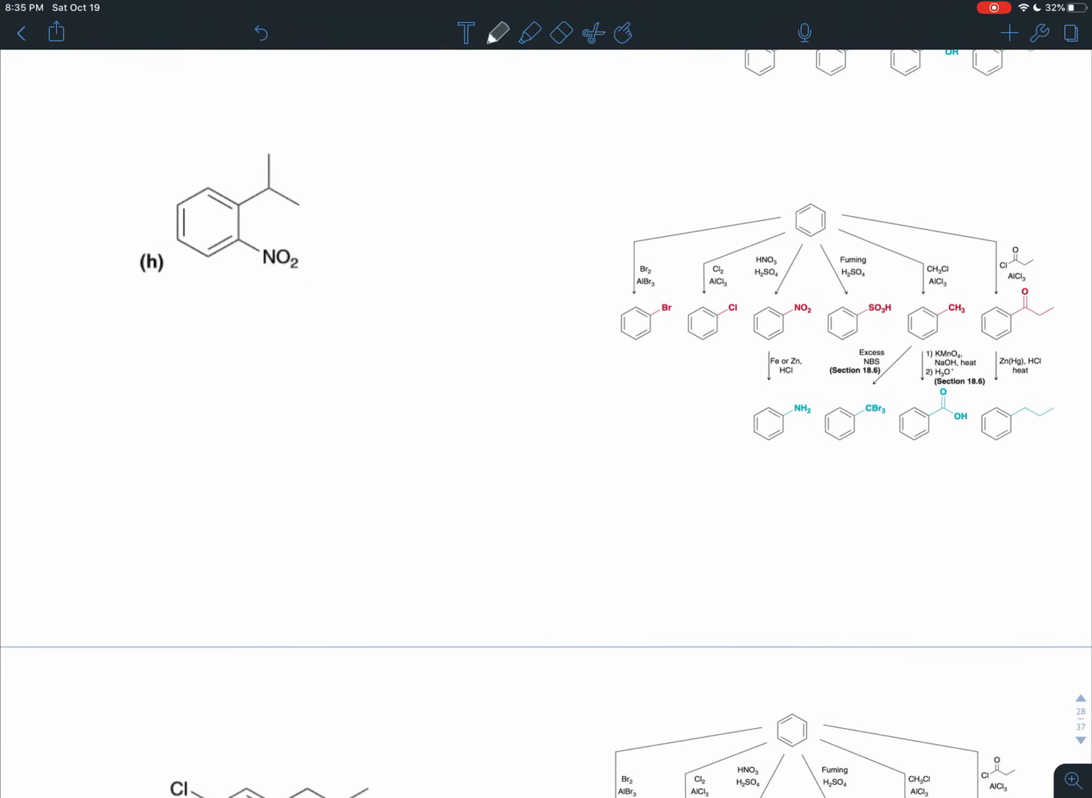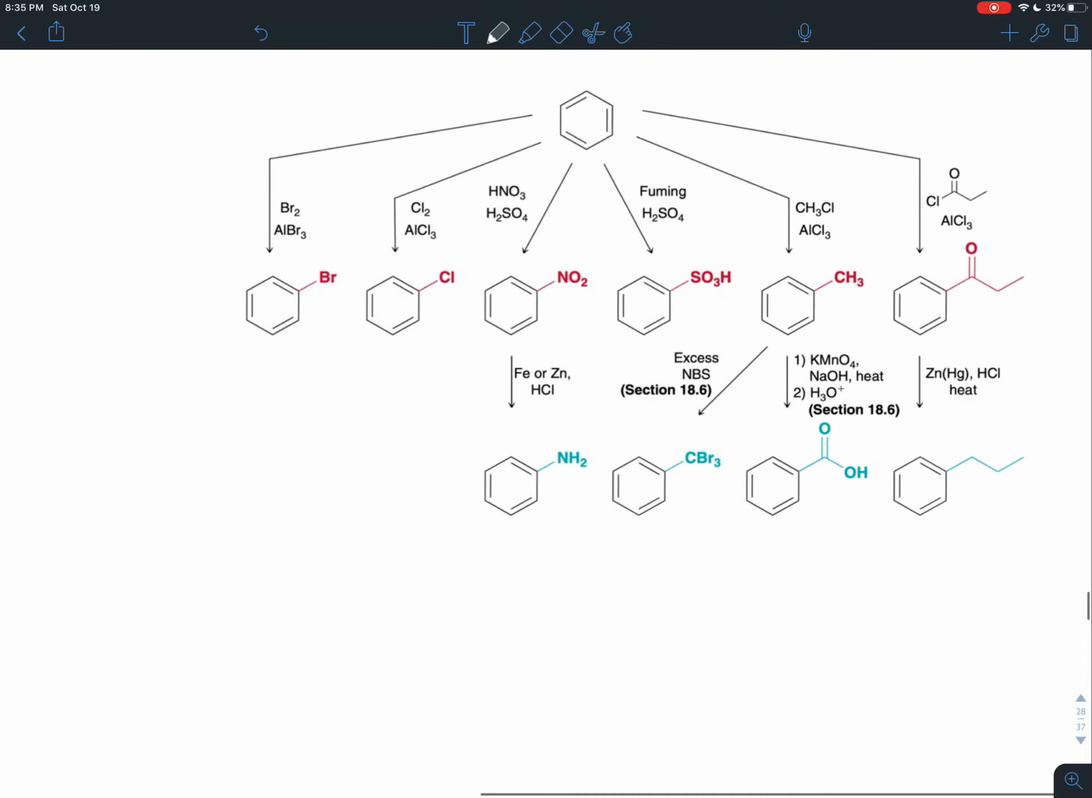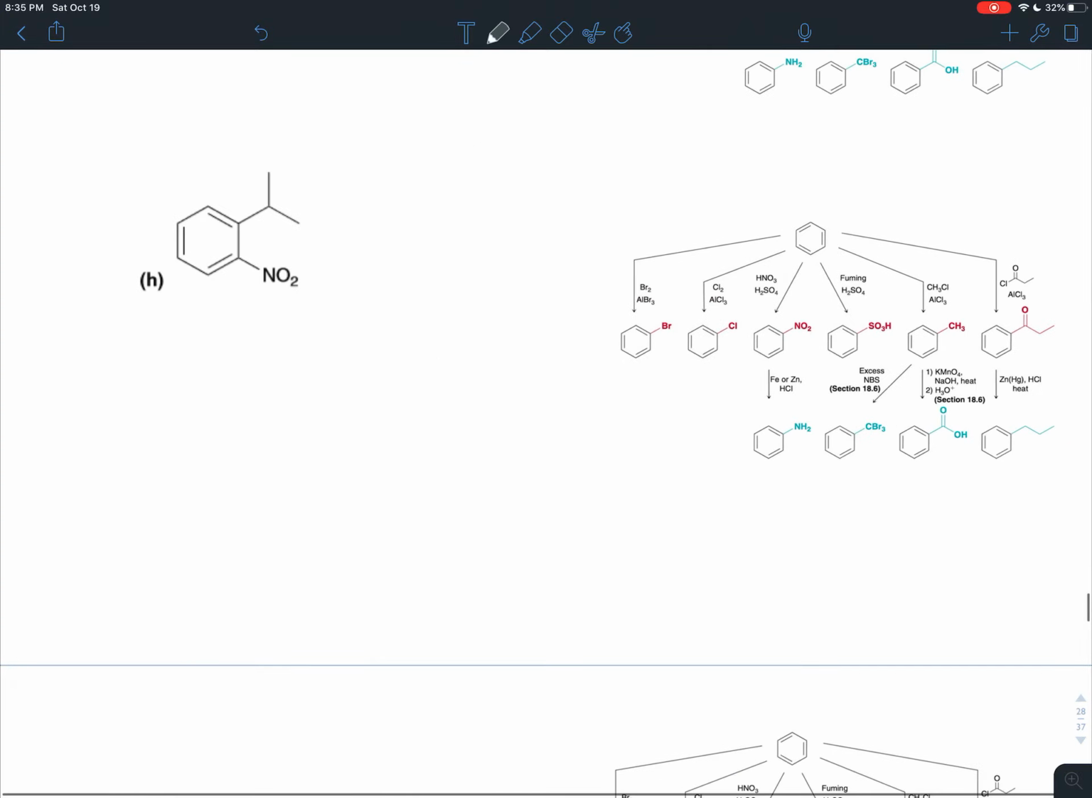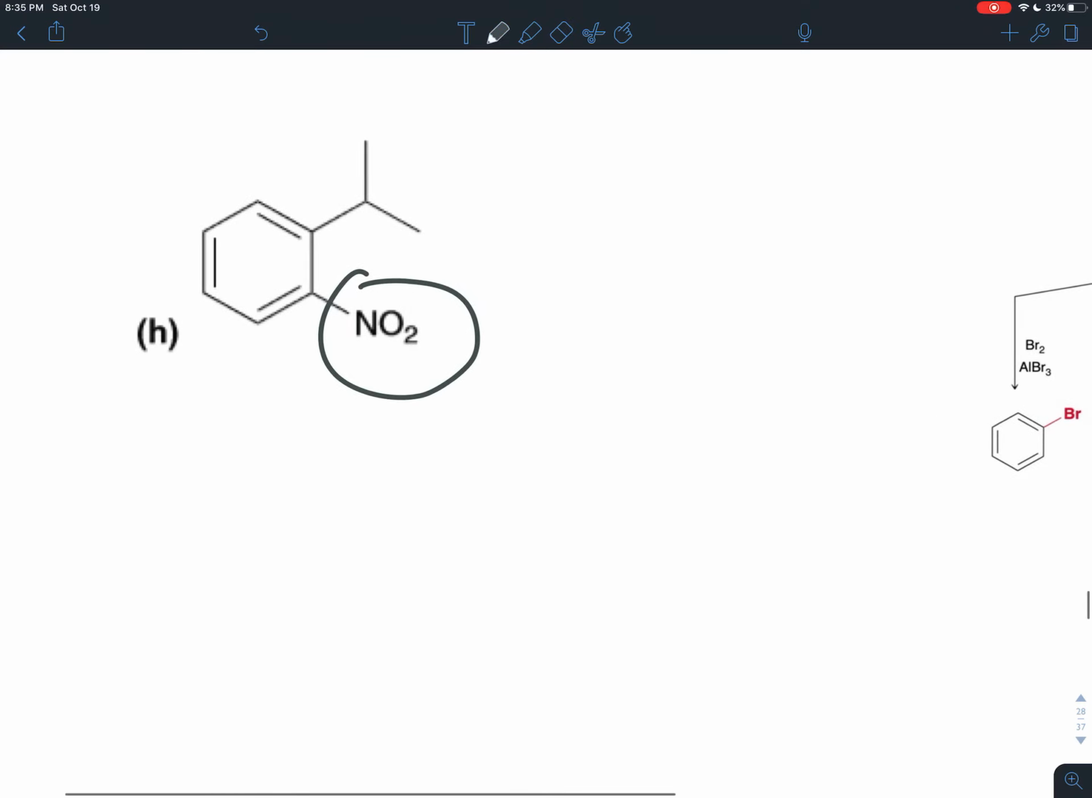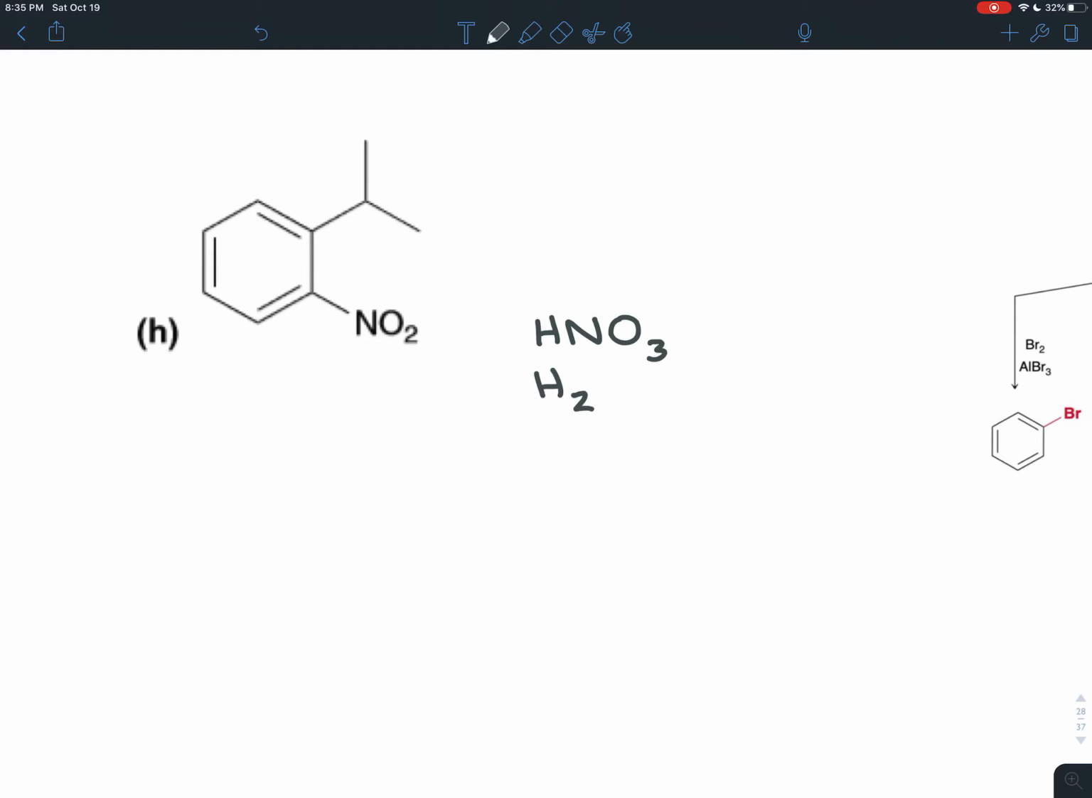Okay, the first step is just to think about what recipes you need to use in order to add those branches onto the rings. So for example, these are our possible recipes, and we just need to know which ones of those to use. Now for this bottom one here, if you're going to add an NO2 onto the ring, that's nitration. You do that by adding nitric acid and sulfuric acid. So here you would have nitric acid and sulfuric acid.